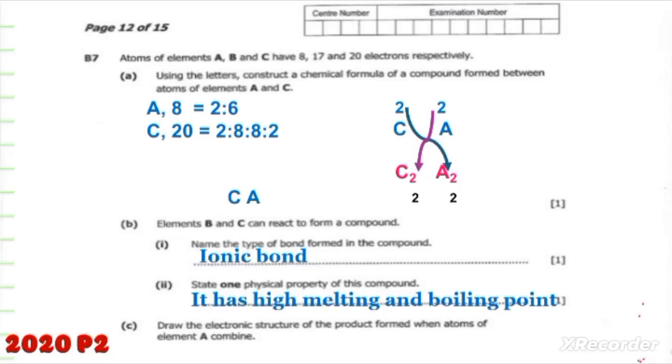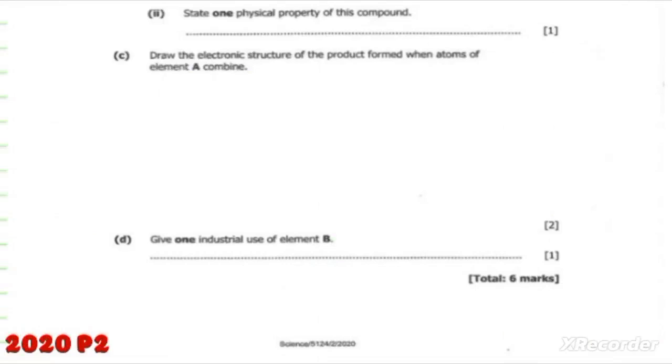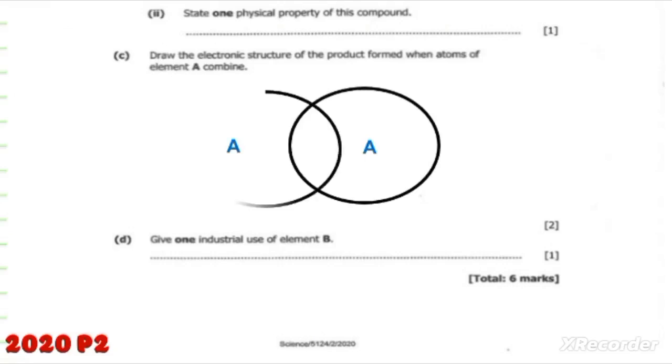We move to question C. Draw the electronic structure of the product formed when atoms of element A combine. So element A, we have identified element A. So element A is coming from group 6. So element A is a nonmetal. So two nonmetals will form covalent compound. Two nonmetals will form covalent compound, also called a molecule.